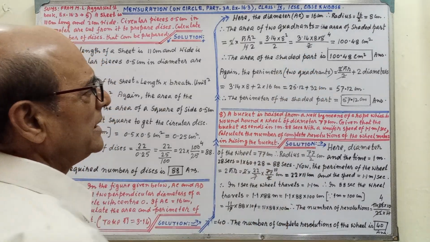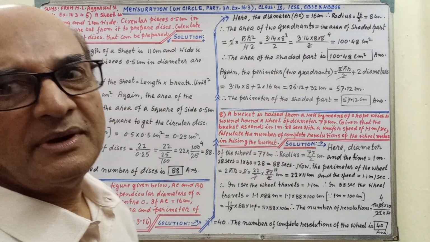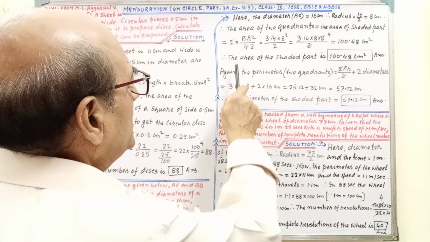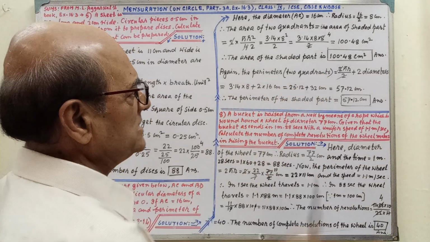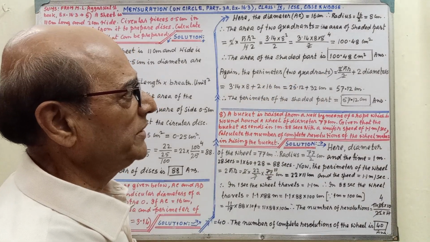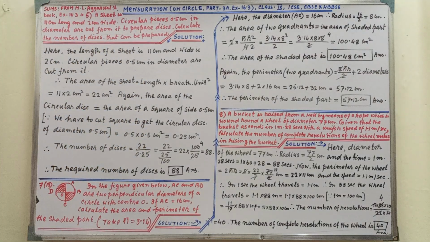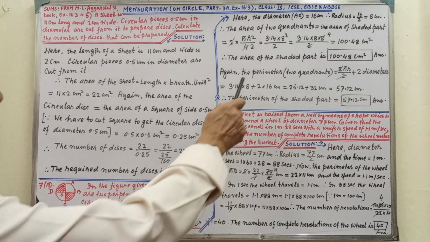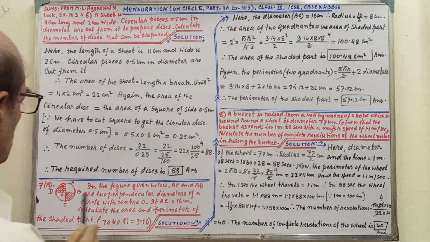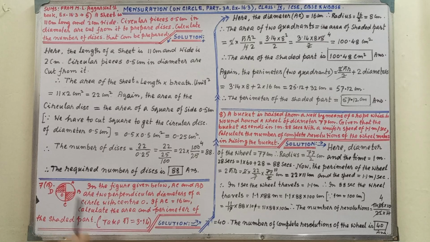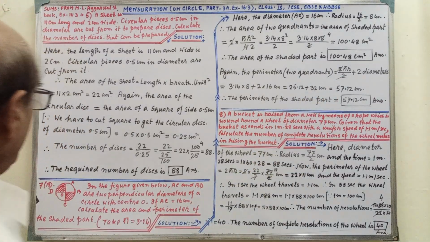This calculation is easy; by following the steps, you will understand easily. Therefore, the area of the shaded part is 100.548 centimeters squared. Again, we have to find out the perimeter. Again, the perimeter, that is two quadrants.